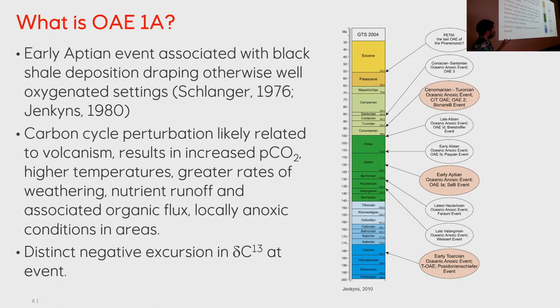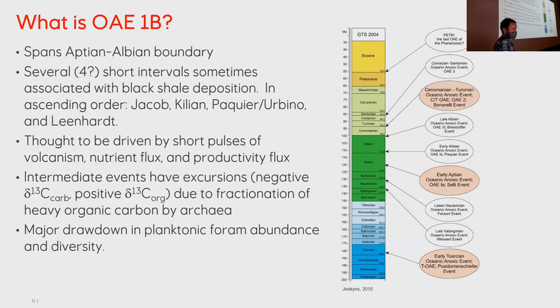And that probably generated quite a bit of nutrient runoff and associated organic flux that led to blossoming of phytoplankton and zooplankton in the water column. The anoxic conditions then in the seafloor preserved those plankton when they died. And there's, of course, then a distinct negative excursion in carbon isotopes at that time as a result.